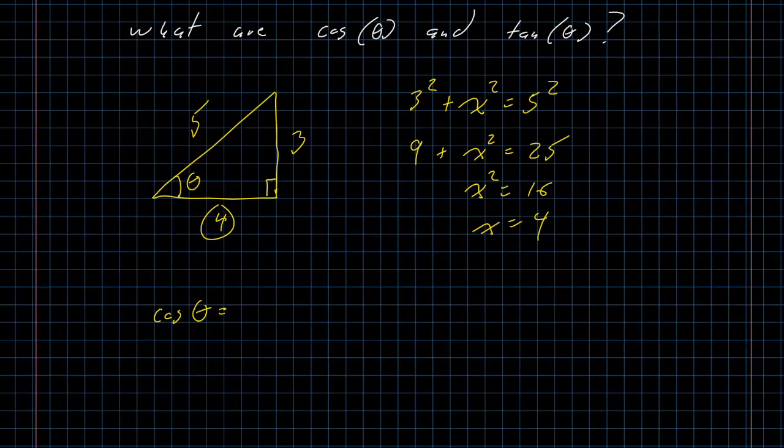Cosine is adjacent over hypotenuse. 4 is the adjacent leg, and 5 is the hypotenuse. So cosine of theta is 4/5. And then the tangent of theta, well, tangent is opposite over adjacent. The opposite side is 3. The adjacent side is 4. The tangent of this angle is 3/4.